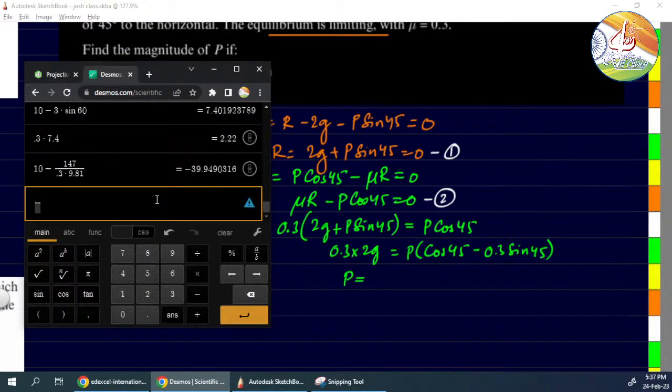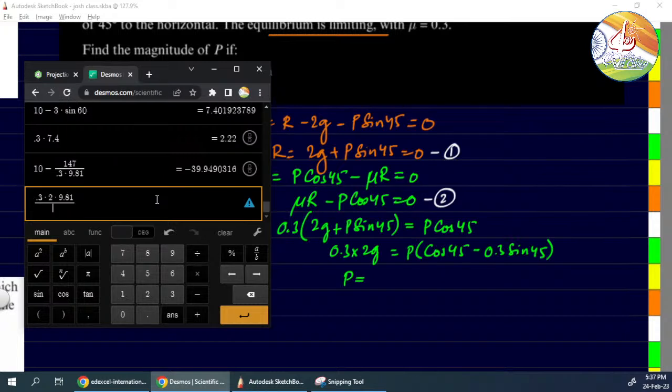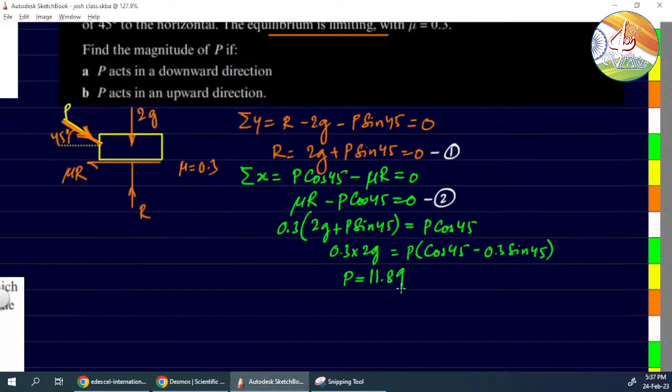P will be 0.3 into 2 into 9.81 divided by cos 45 minus 0.3 into sine 45. That is 11.89 now. So the P value we got. Substitute this back in R, so we will get the value of R.